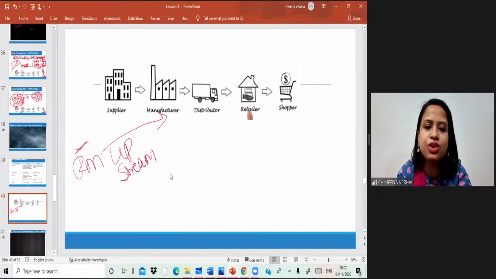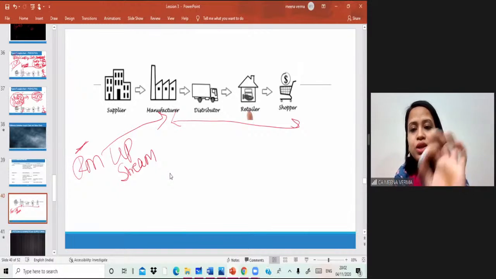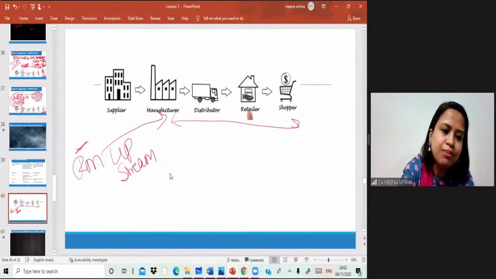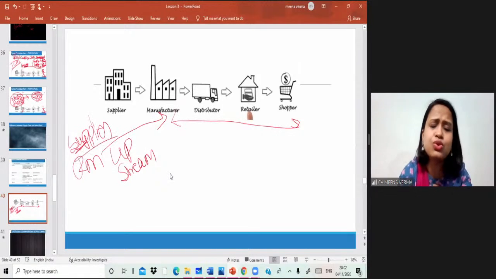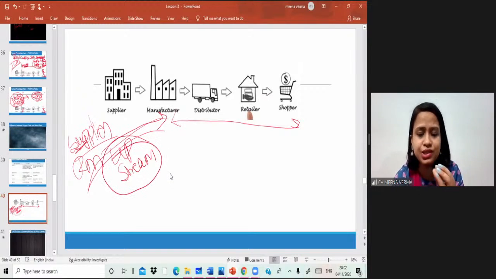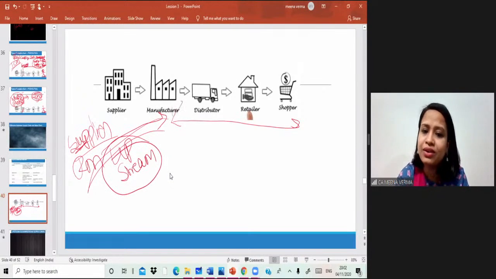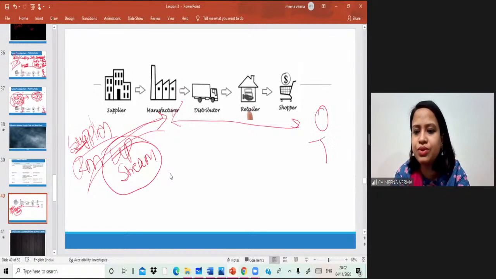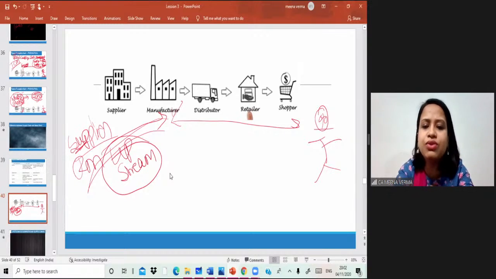Okay, this is upstream. And from finished goods to taking the product to the customer, at this place, the supplier is present. So from supplier to the factory, all the activities will come under upstream supply chain. And from the factory to the customer, all the activity will come under downstream supply chain.